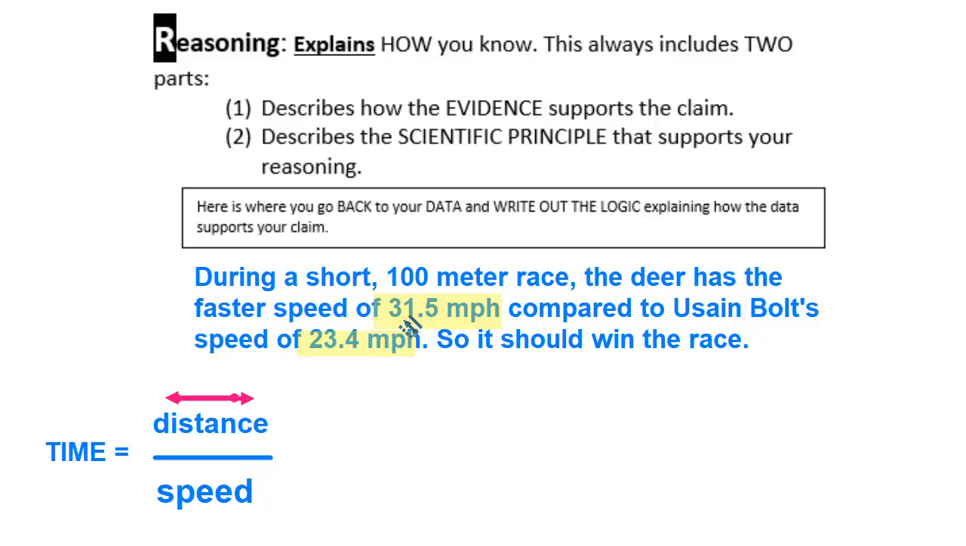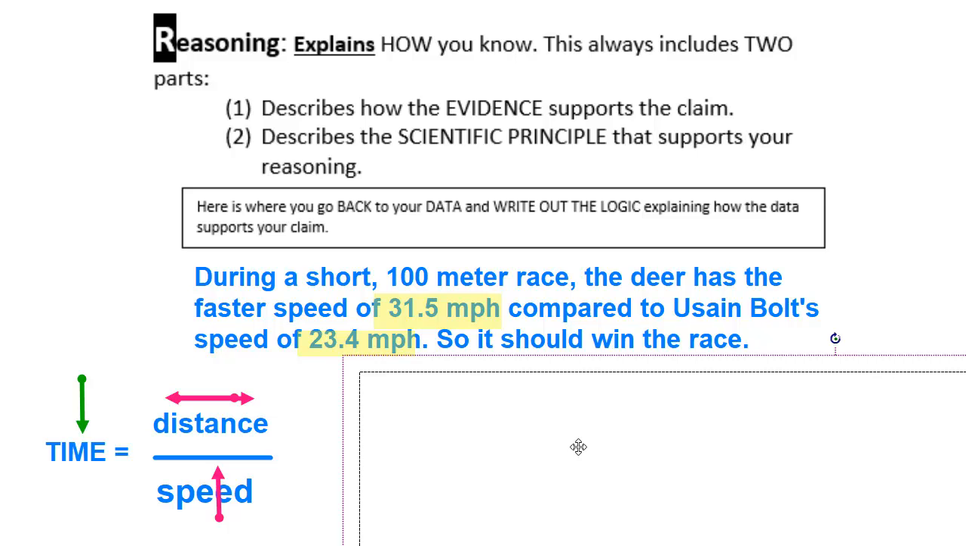And then I can see that the deer has a faster speed than Usain Bolt. So speed is going to go up for the deer. Higher speed, and this is on the bottom, and since I'm dividing by a higher speed, that's going to make this side smaller, so that makes time go down. Okay, and actually this is what I solved for, time. So what you can see is faster speed means less time. Faster speed means less time, and so that explains why the deer will win.